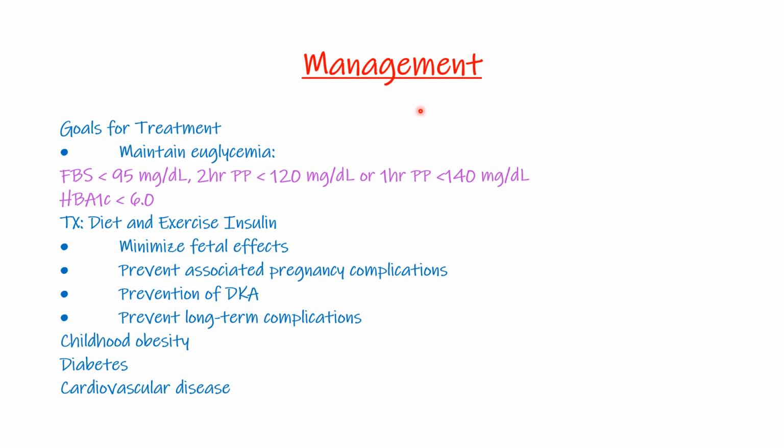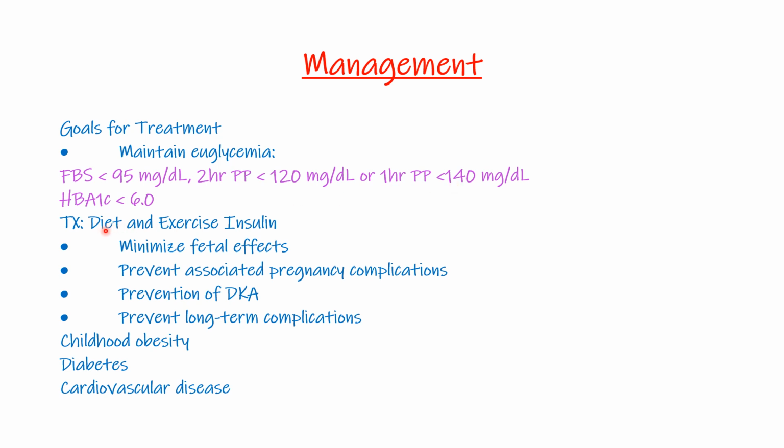So the management. Our goals of management, number one, is to maintain this patient euglycemic, where our fasting glucose will be less than 95, 2 hours postprandial should be less than 120, 1 hour postprandial should be less than 140, and HbA1c of 6.0. For those who are using millimoles per liter, our fasting should be less than 6, 2 hours fasting should be less than 5, 2 hours postprandial should be less than 6, and 1 hour postprandial should be less than 7.8.